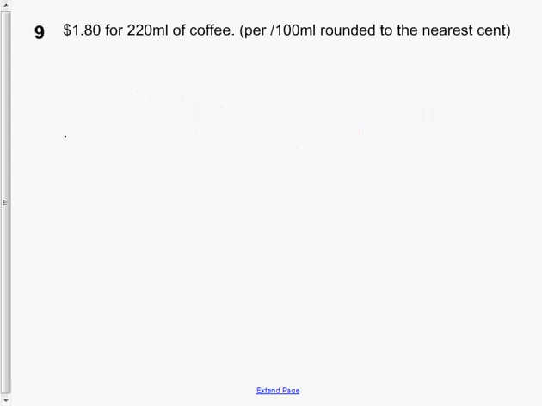$1.80 for 220 milliliters of coffee. It says please use as your unit rate per 100 milliliters. It actually tells you what your bottom term is going to be. So we're going to put volume on the bottom. Right? It says per, which means that's our second term. $1.80 for your cost for that 220 milliliters.